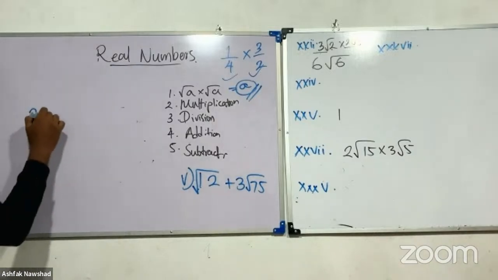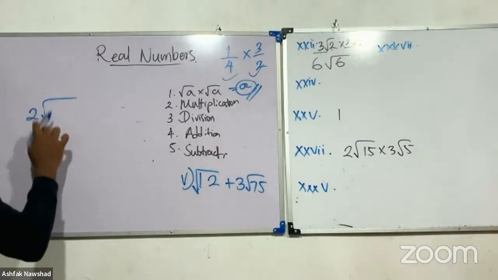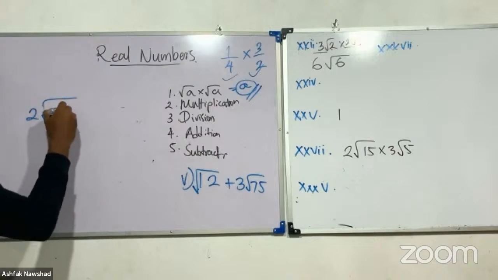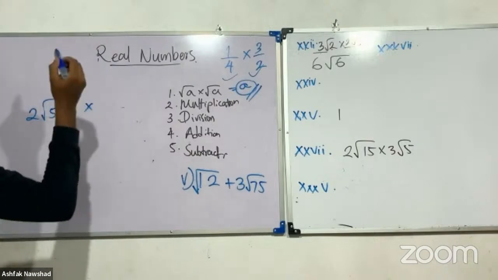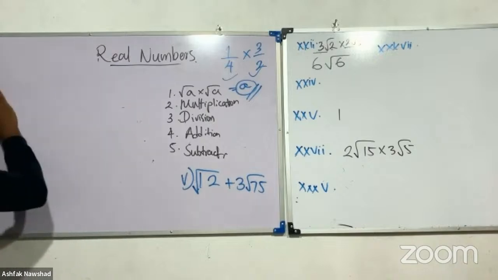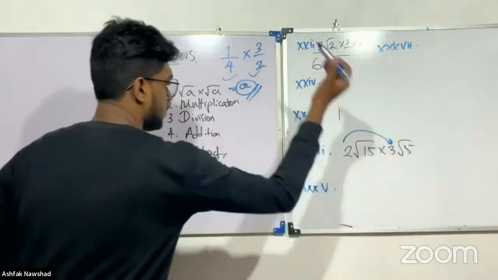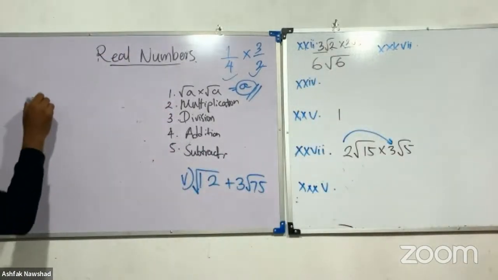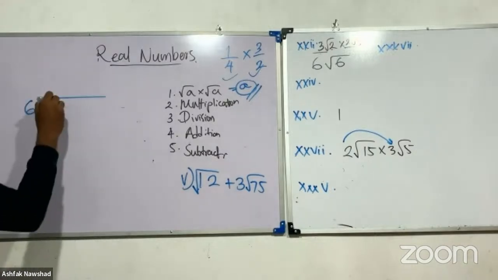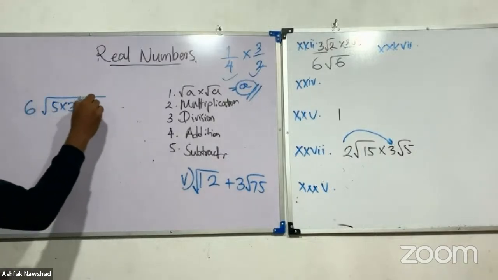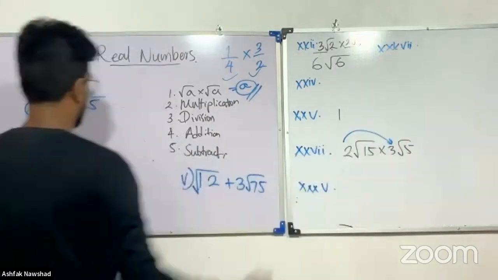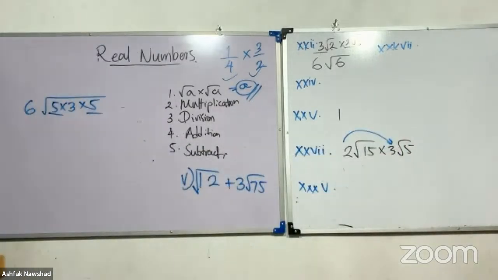2 root 15 is 5 times 3. 15 is 5 times 3. And then I'll just simplify the 2 and 3 first. 2 and 3 is 6. 15 I can write 5 times 3 because there's another 5 here. Now 5 and 5, 25.